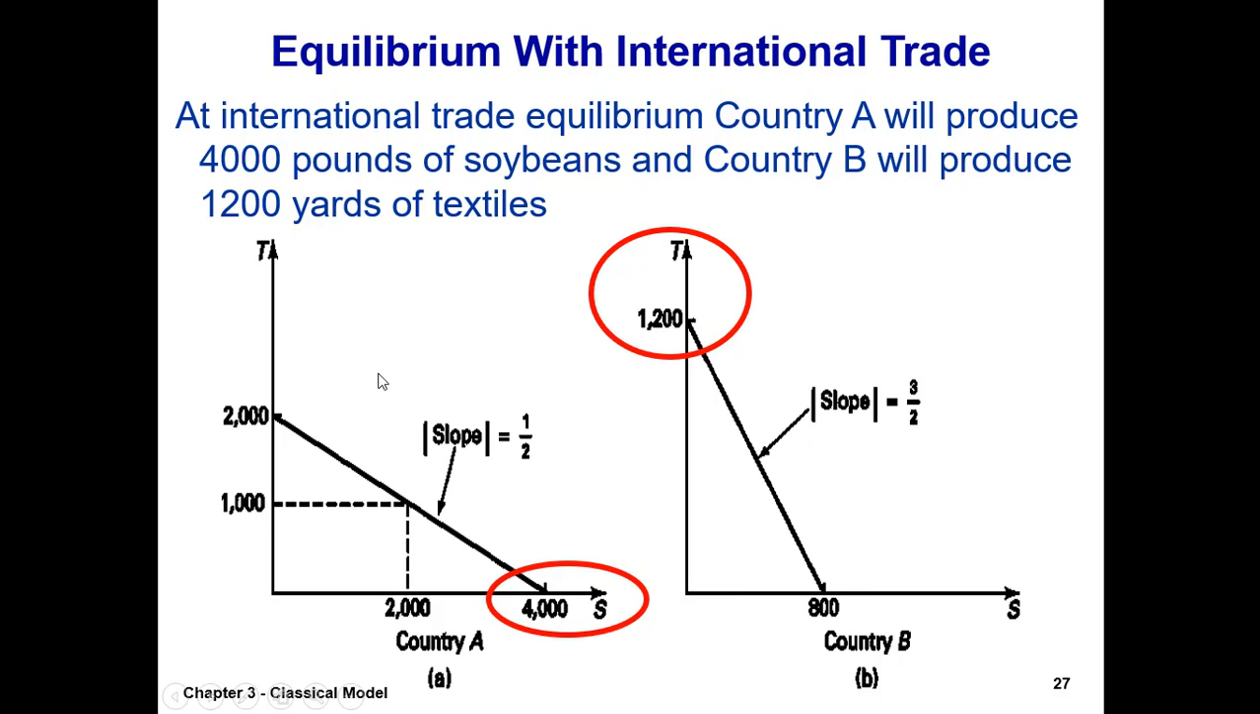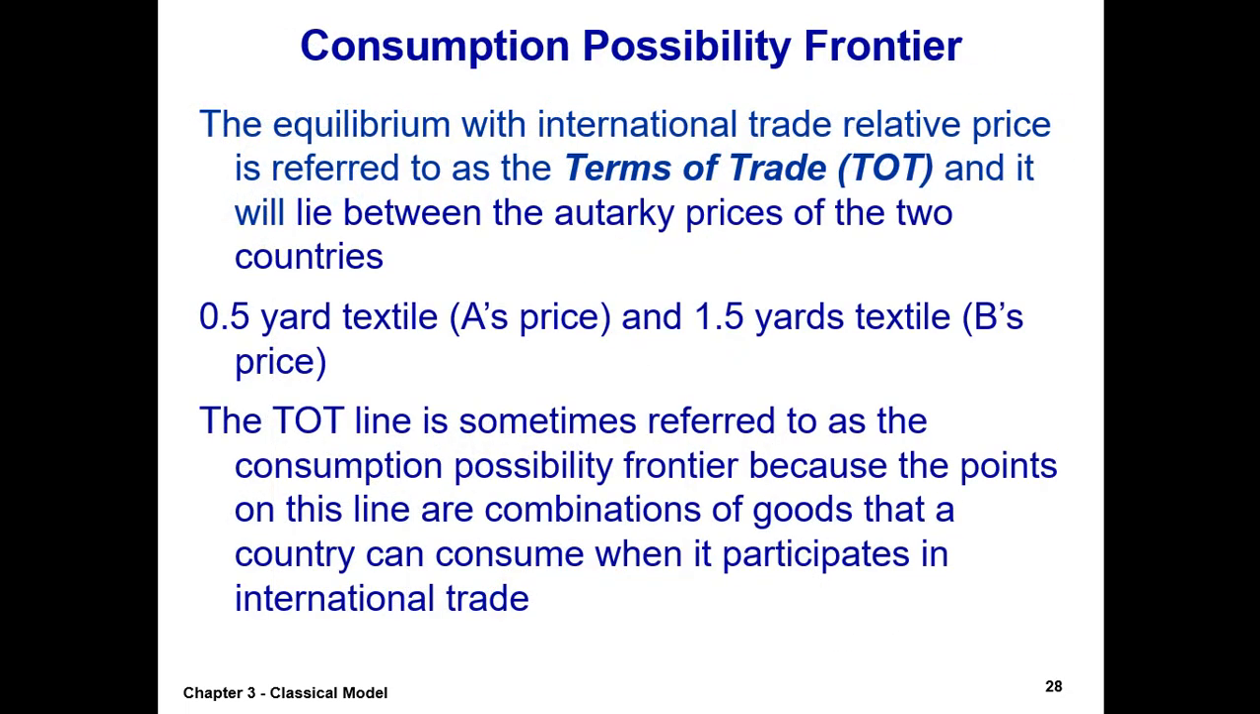So we saw country A had a comparative advantage in soybeans. It will produce only soybeans when it decides to participate in trade. Country B will produce only textiles when it decides to participate in trade because it has the comparative advantage.